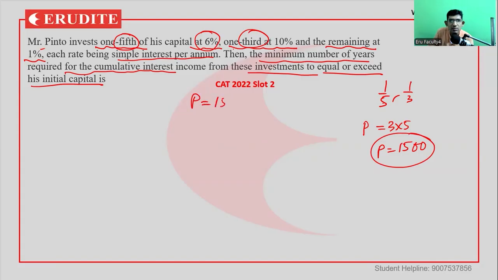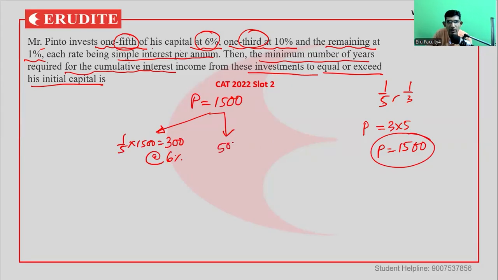Let's take my principal as 1500. Okay? Now 1/5 of the capital at 6%. So I keep 1/5, which means what? 1/5 of 1500 means 300. So 300 is kept at 6% interest. Then 1/3. 1/3 is what?